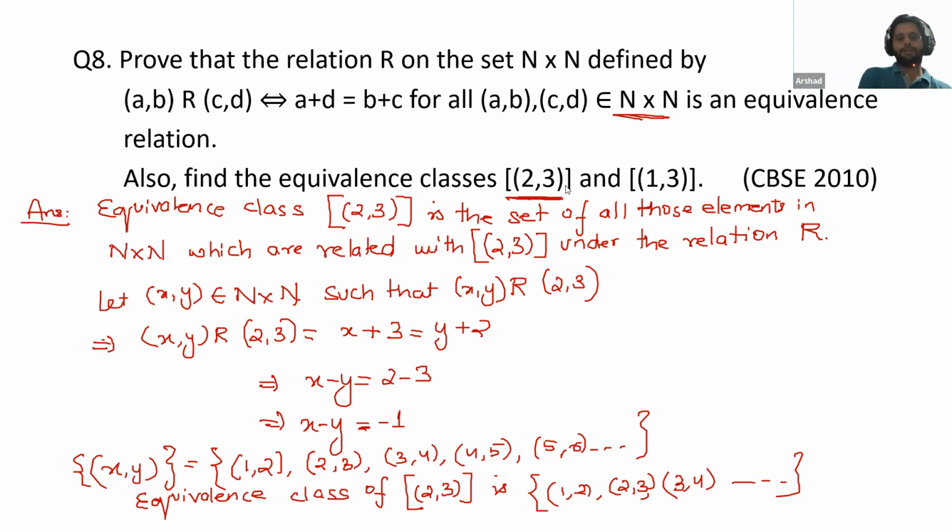Okay, so in the last some years, they have asked questions from this equivalence class. What you need to do is assume a value from the set and write that this value is related to your element. Put the condition, and find the ordered pairs from the set which satisfy this condition. So please note this down.